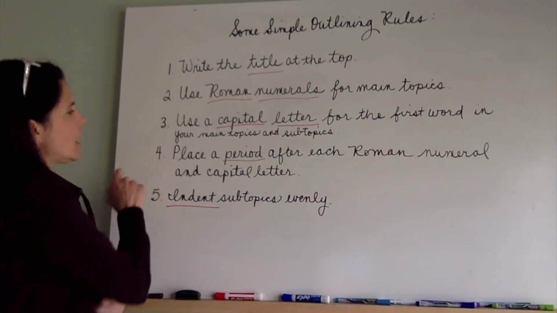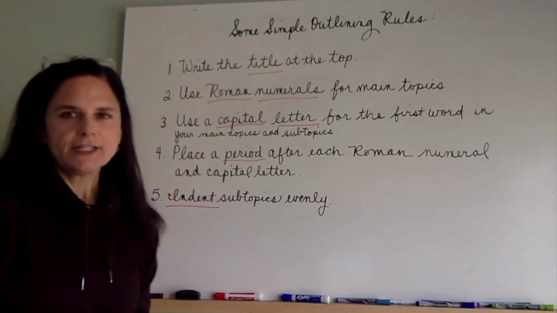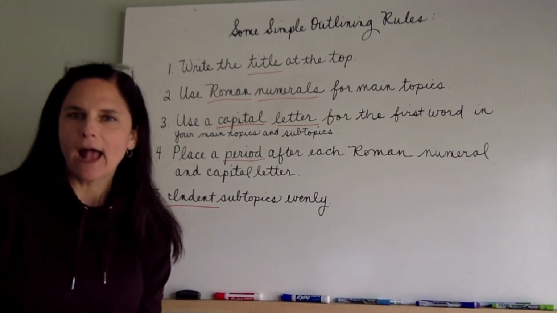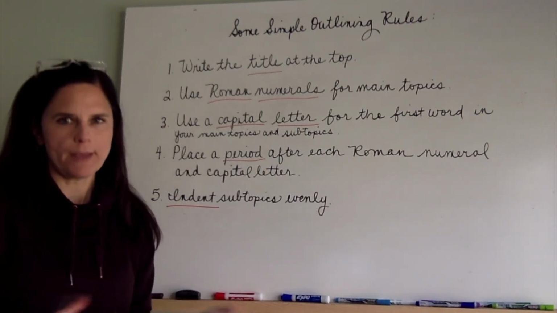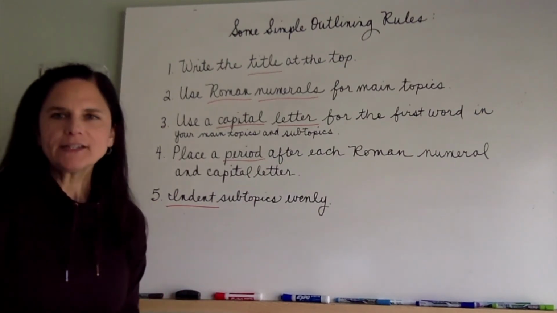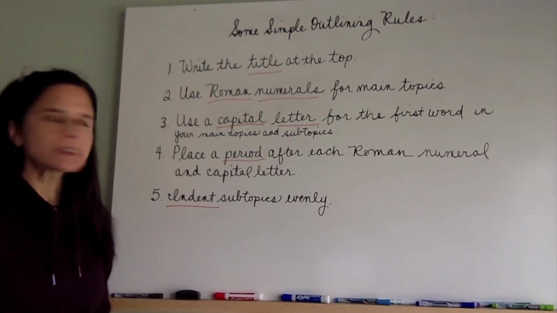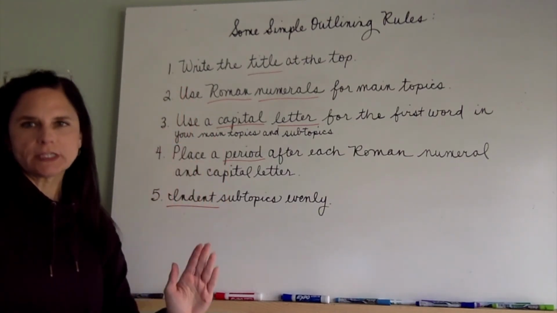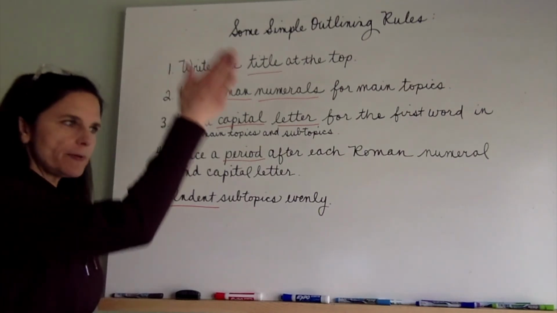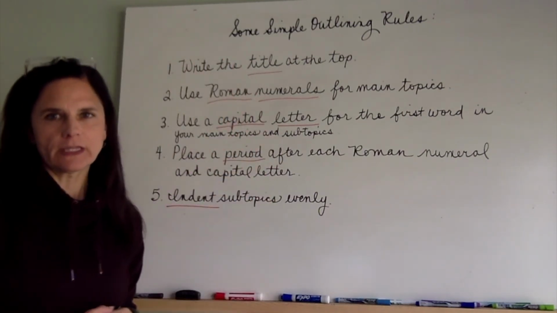Number 4, place a period after each Roman numeral and capital letter. That's just the correct outline punctuation format. And then number 5, make sure that you indent your subtopics evenly. That would be your A, your B, your C, and so on. They should all be indented and lined up evenly.